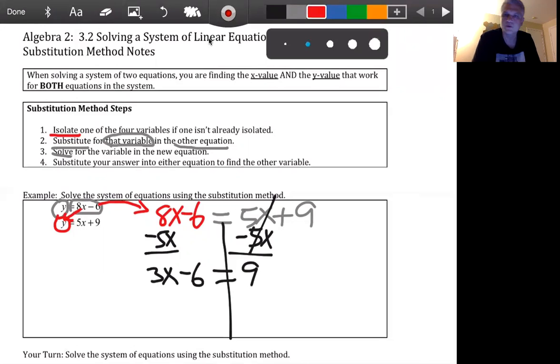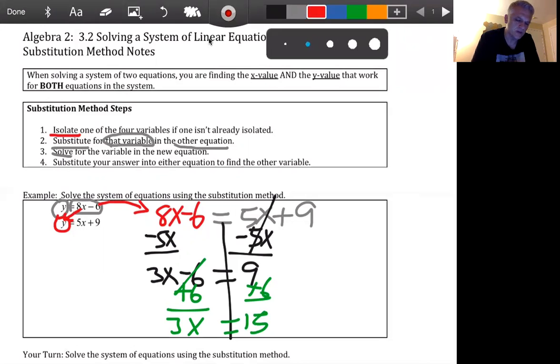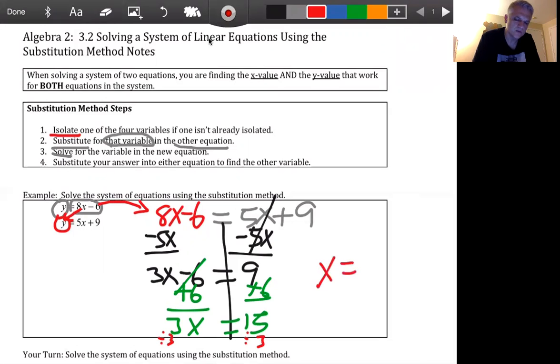Okay, now we got good old two-step algebra. Okay, you should feel right at home now. We're going to add 6. So we've got 3x plus 0 equals 15. Then the last thing we're going to do is divide by 3. Divide by 3. So I've got x equals 15 divided by 3 is 5. Okay, so I got my x value.